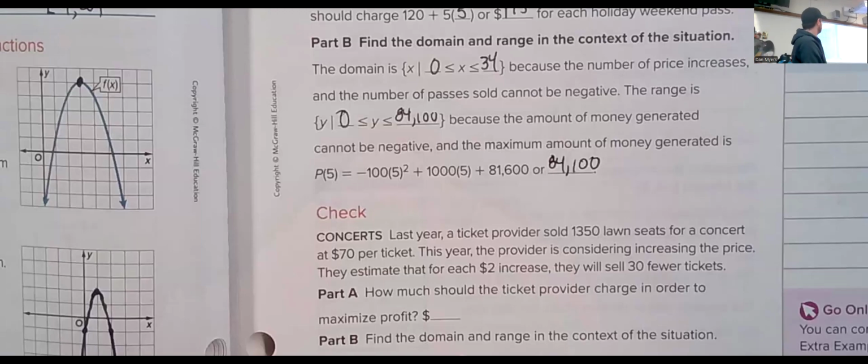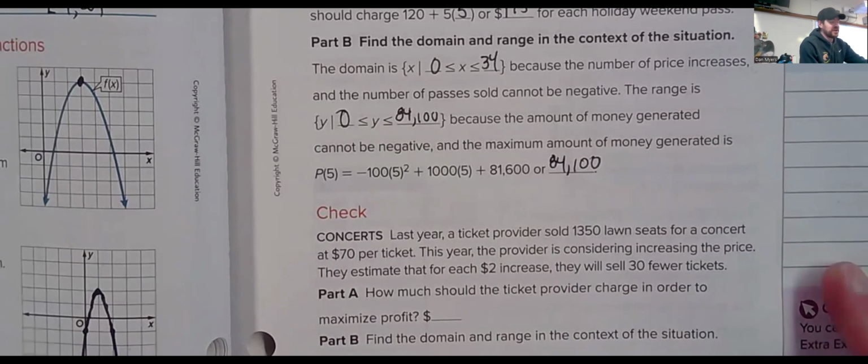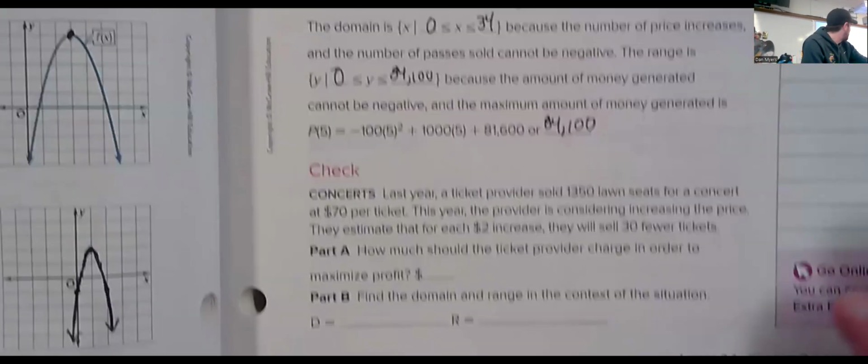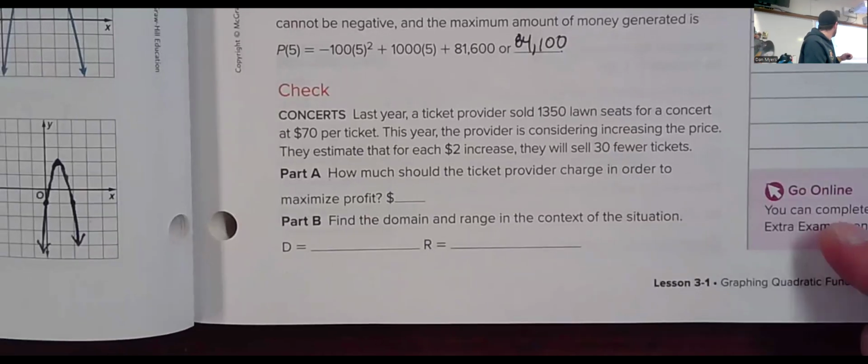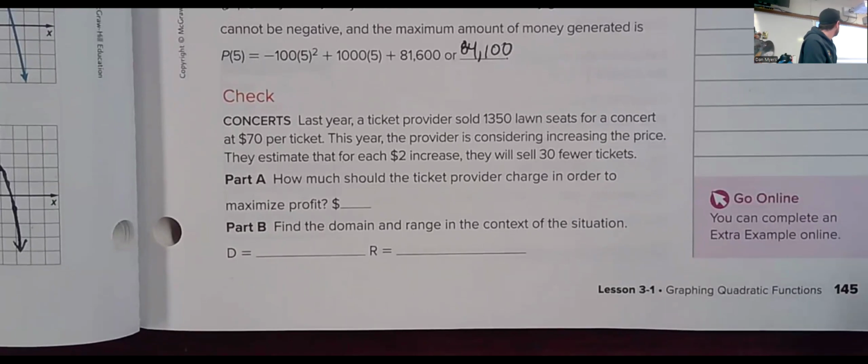There we go. So we're going to do another one, but it's going to be real quick because now that you've seen the process, I don't think it's going to take that long. So last year, a ticket provider sold 1,350 lawn seats for a concert at $70 per ticket. They're considering a price increase.